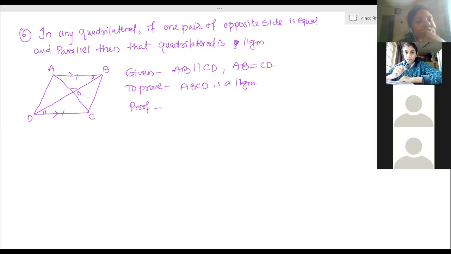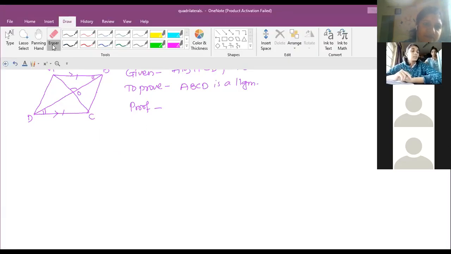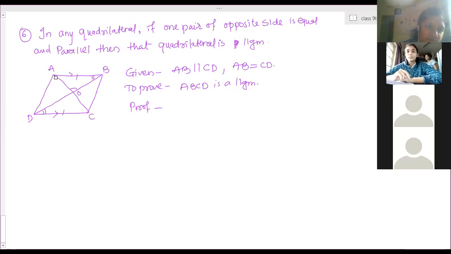AD equals BC, right? But parallel, I don't know. Ma'am, how to prove they're parallel? Ma'am, but here we are not drawing this one. Only BD we will join.